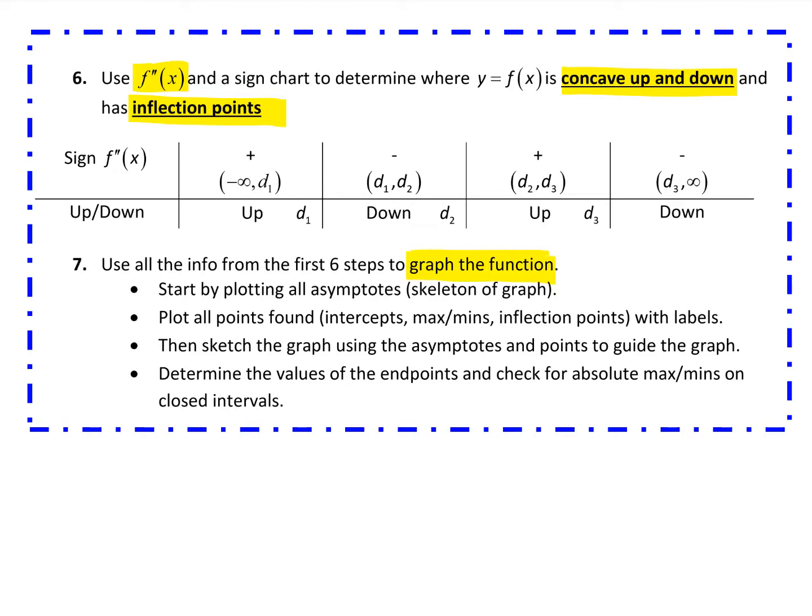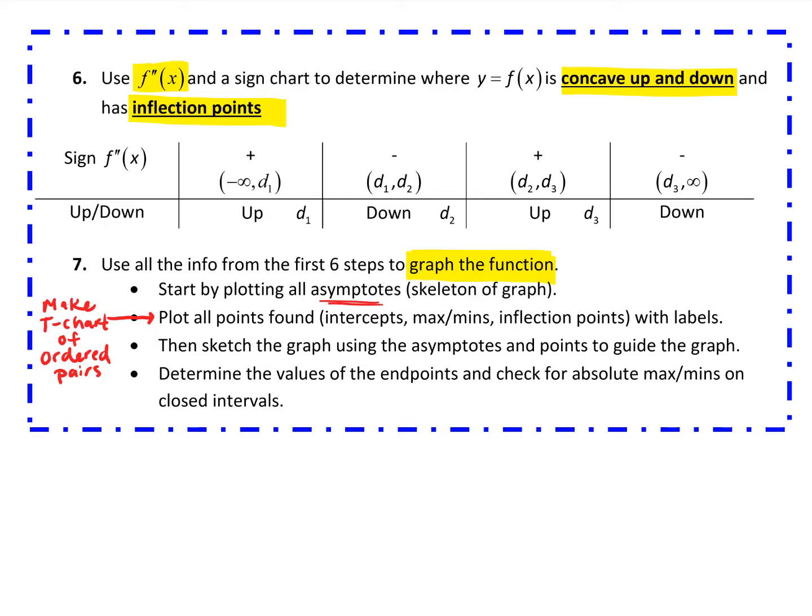That's our last step. I always start by plotting all your asymptotes. That gives you a skeleton of the graph. Then plot all the points that have been found. You can label maxes, mins, inflection points. When you're plotting all the points, you do need the ordered pairs. So in this last step, it might help to make a T-chart of ordered pairs so that you can plot all those points and actually have them to scale.